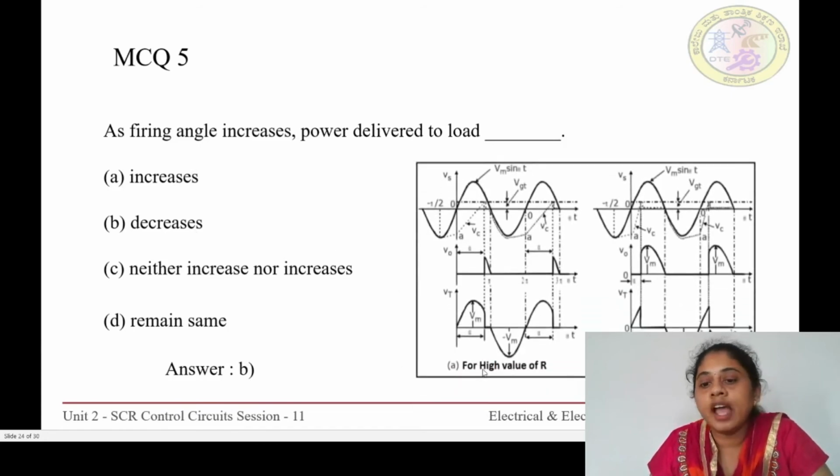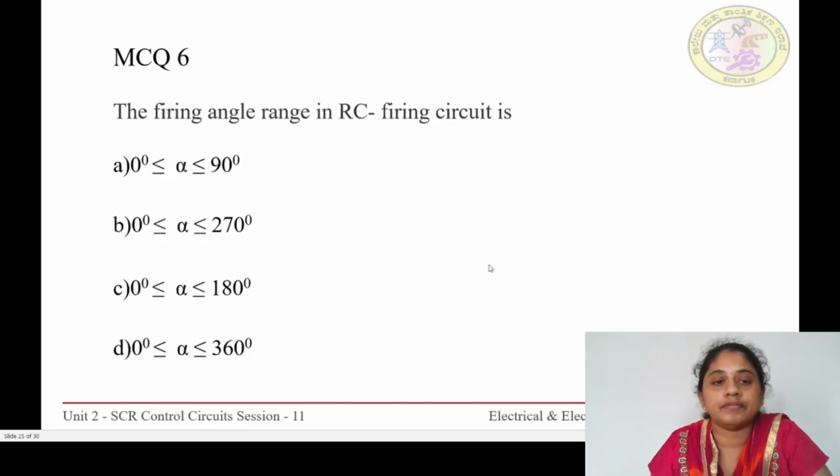You can see here, the higher the value of R, the firing angle is more. As the firing angle is more, the power delivered to the load will be less, and the lower the firing angle, the power delivered to the load is more. So coming to the question, as firing angle increases, the power delivered to the load decreases.